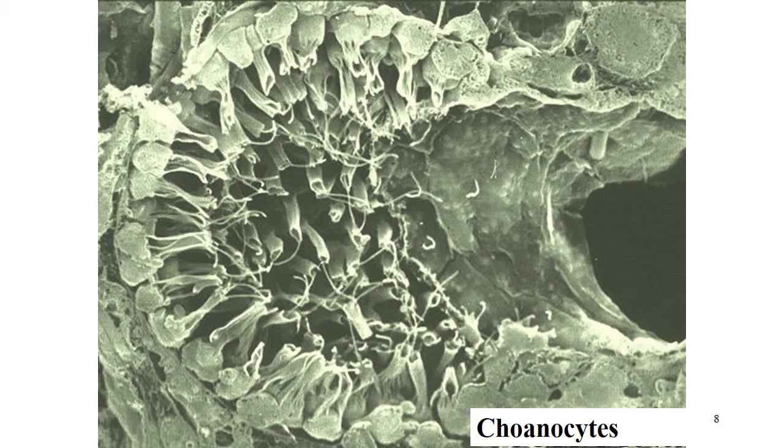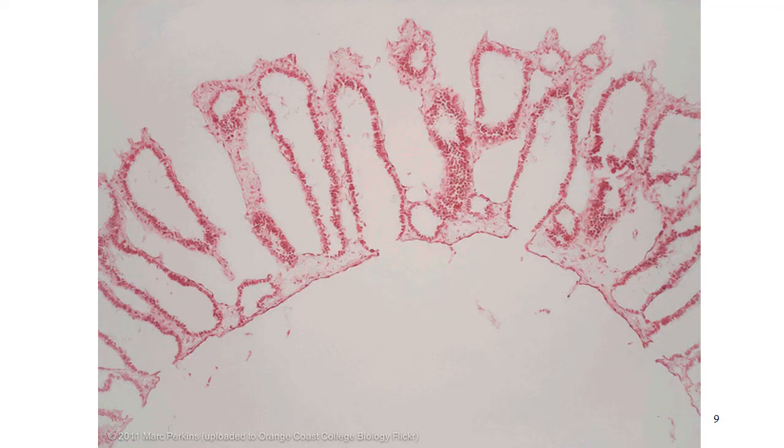Here's a good look at the choanocytes as they line the internal structure of a sponge. And here is a cross section, and you can see that the inside of this sponge, what you're looking at right here down at the bottom, is the spongiocele, and you have a ton of these choanocytes lining the inside of the canals.